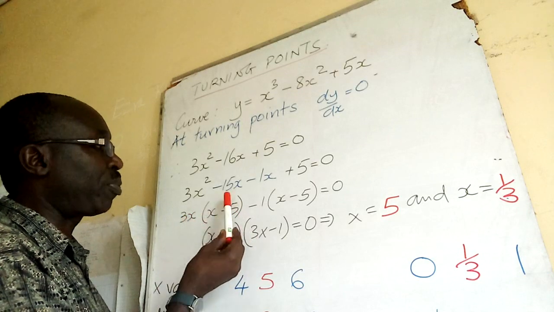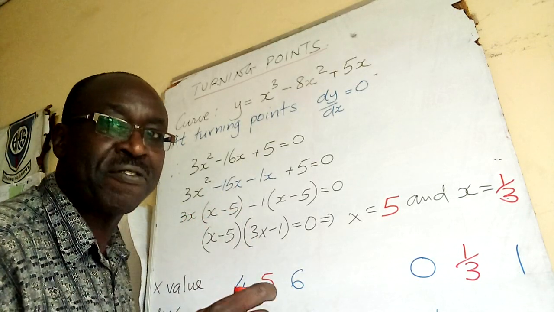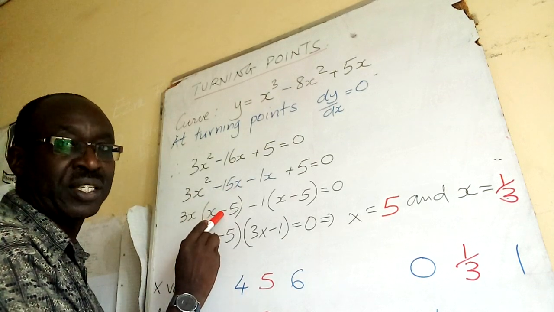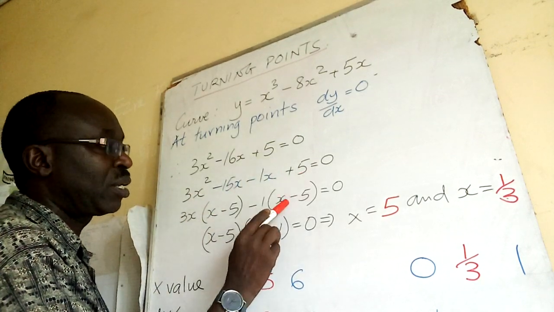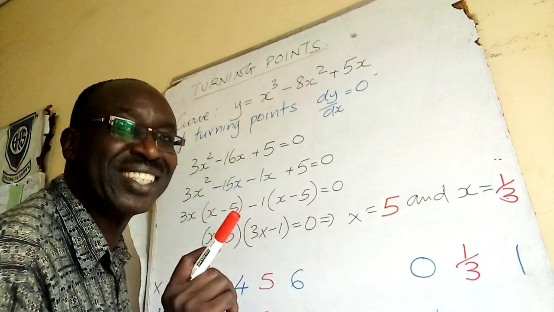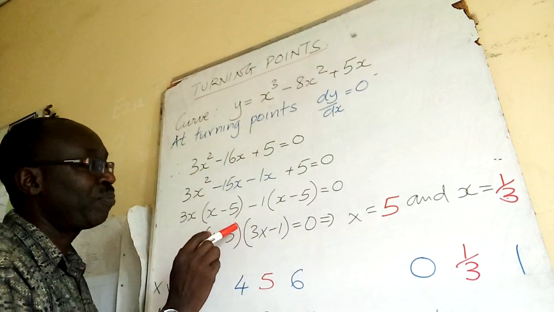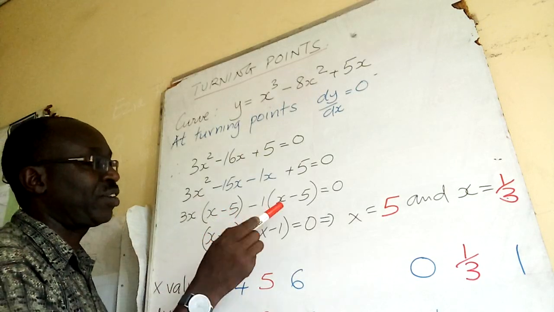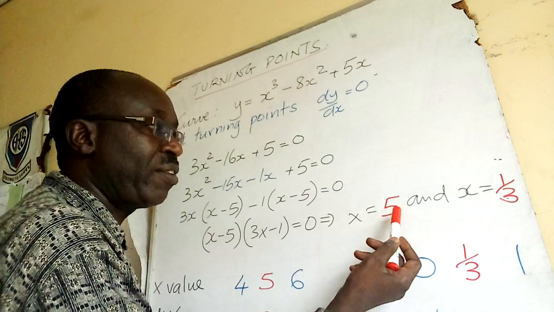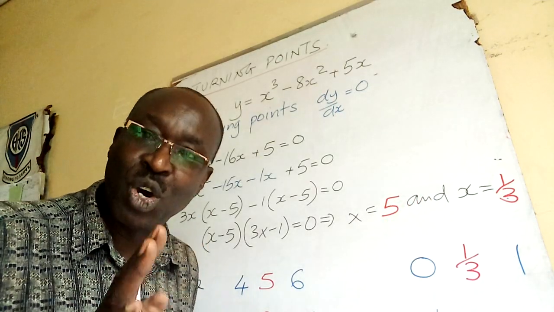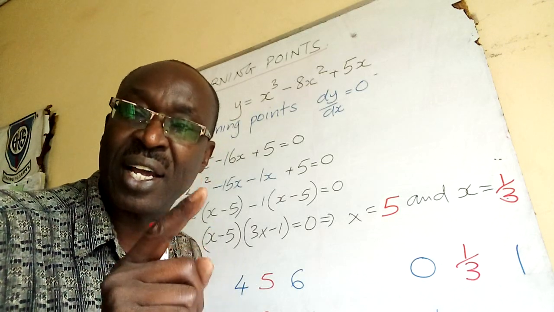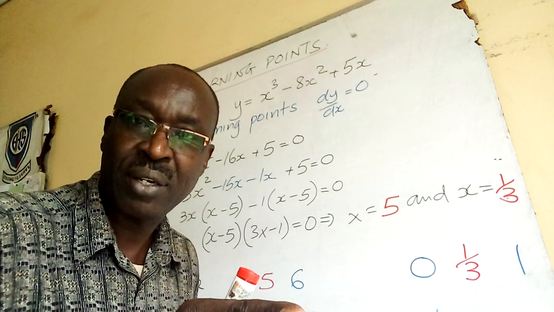So go through the process. Form 1, factorization by grouping. I group these two, factorize 3x. I group this, factorize. I will show you how to handle this one day. Simple. Come here. X minus 5 in bracket 3x minus 1 is equal to 0, meaning that x is 5 and x is a third. Those are x coordinates where there is turning point.